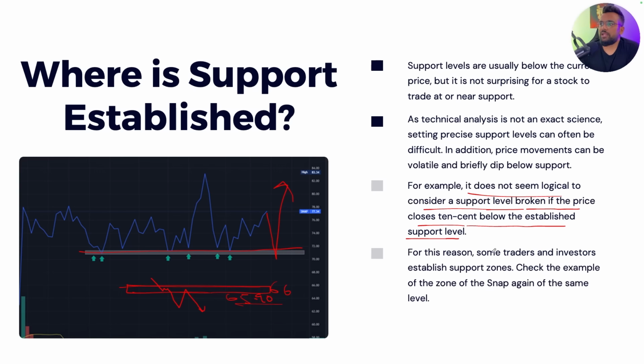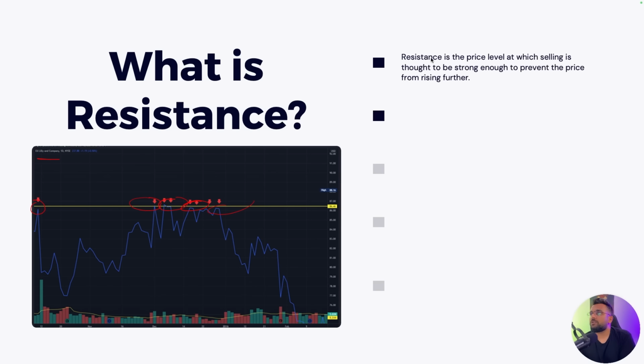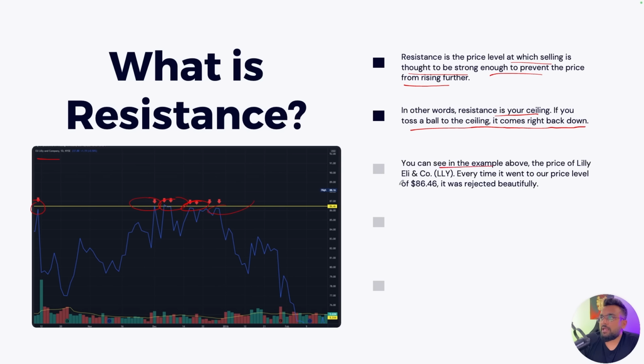For this reason, some traders and investors establish support zones. Take the example right here, okay? These are the zones, a little wide zone, right? You got it? Now, what is the resistance? You see this Lilly? What happened? Every single time it touched here, it got rejected. Now, why did that get rejected right here? Let me put myself down here. Okay. Resistance is a price level at which selling is thought to be strong enough to prevent the stock from rising further. Think of this as your ceiling. If you toss a ball to the ceiling, it comes right back down. You can see an example right here, the price of Lilly. Every time it went to the price level of 86.46, it rejected beautifully.